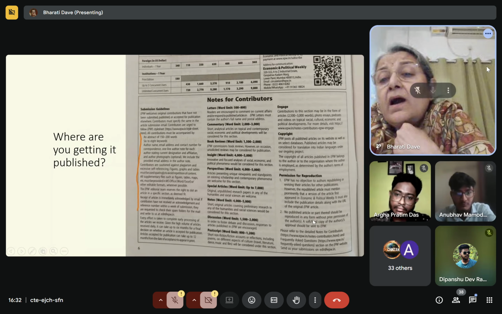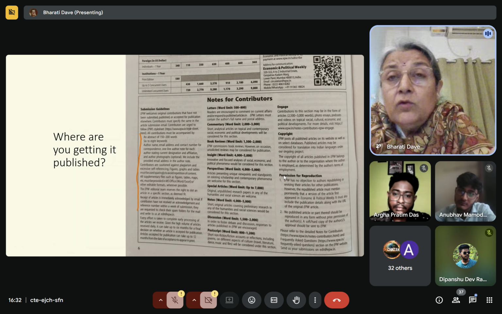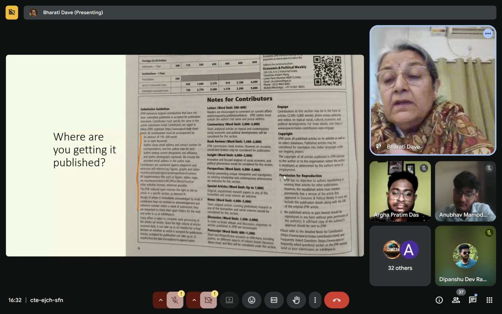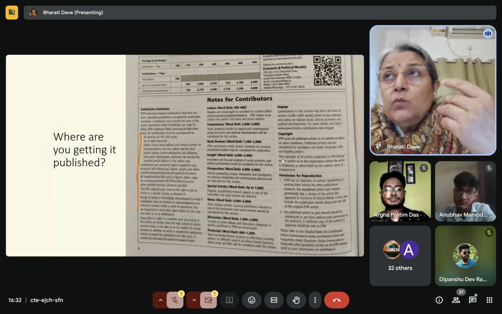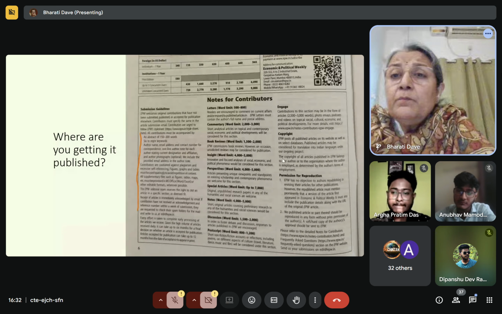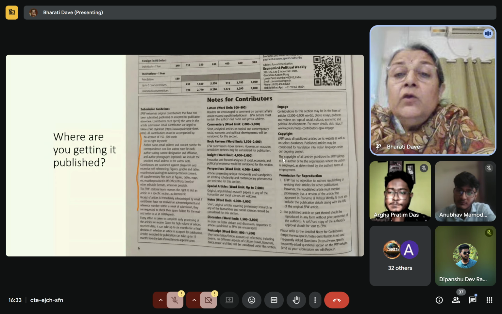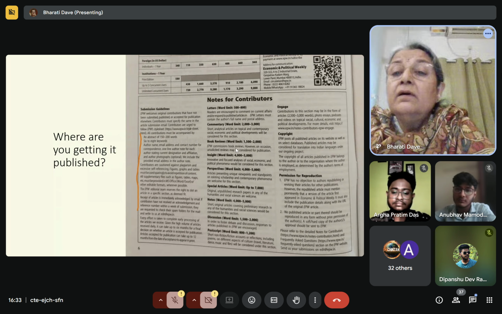So how to go about it? Every magazine, I'm sure in your Bhu Chintan also you have made such rules, that it should have this many words, it should be like this, all this should be there. So when you want to publish your article in that particular magazine, you have to first go through what is the requirement of that magazine, and accordingly you have to format your article.